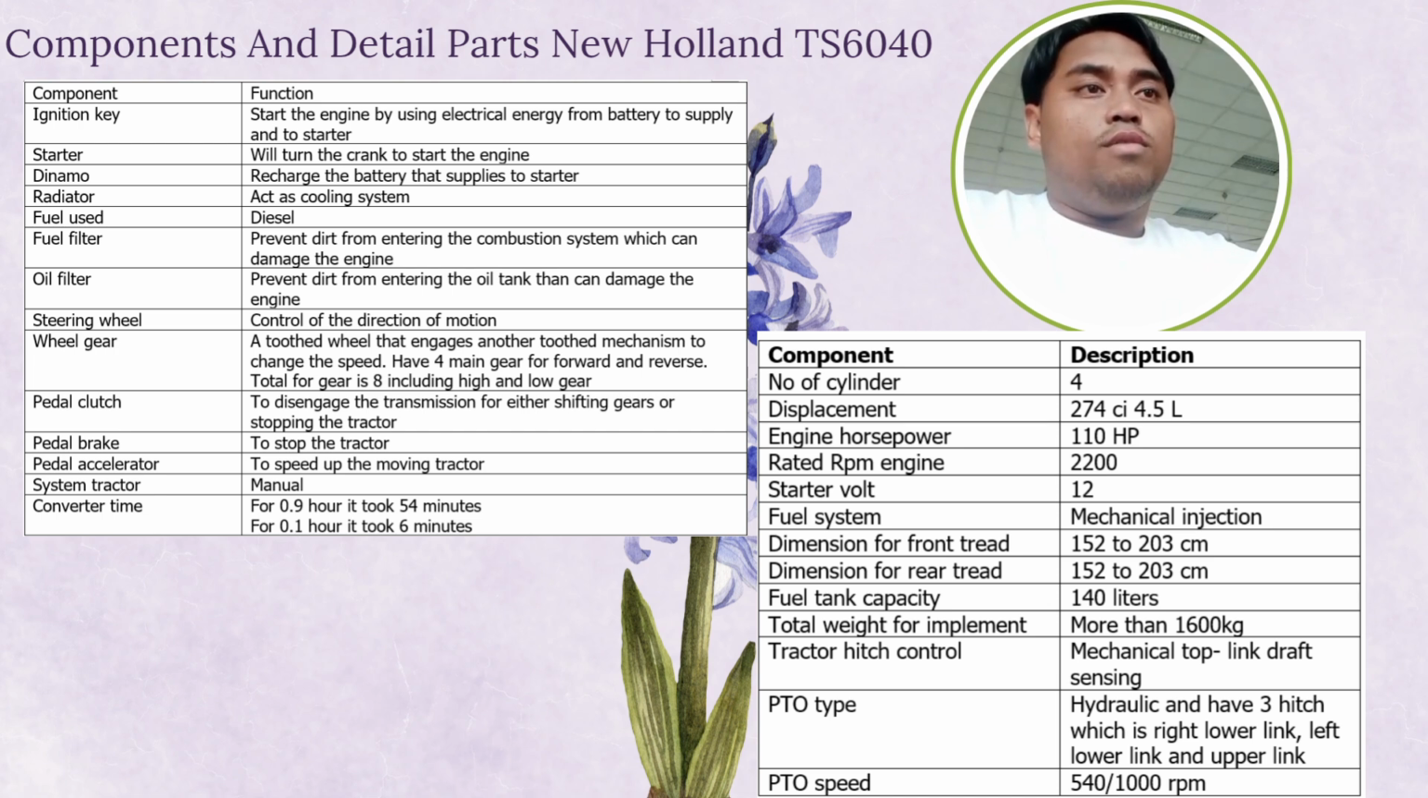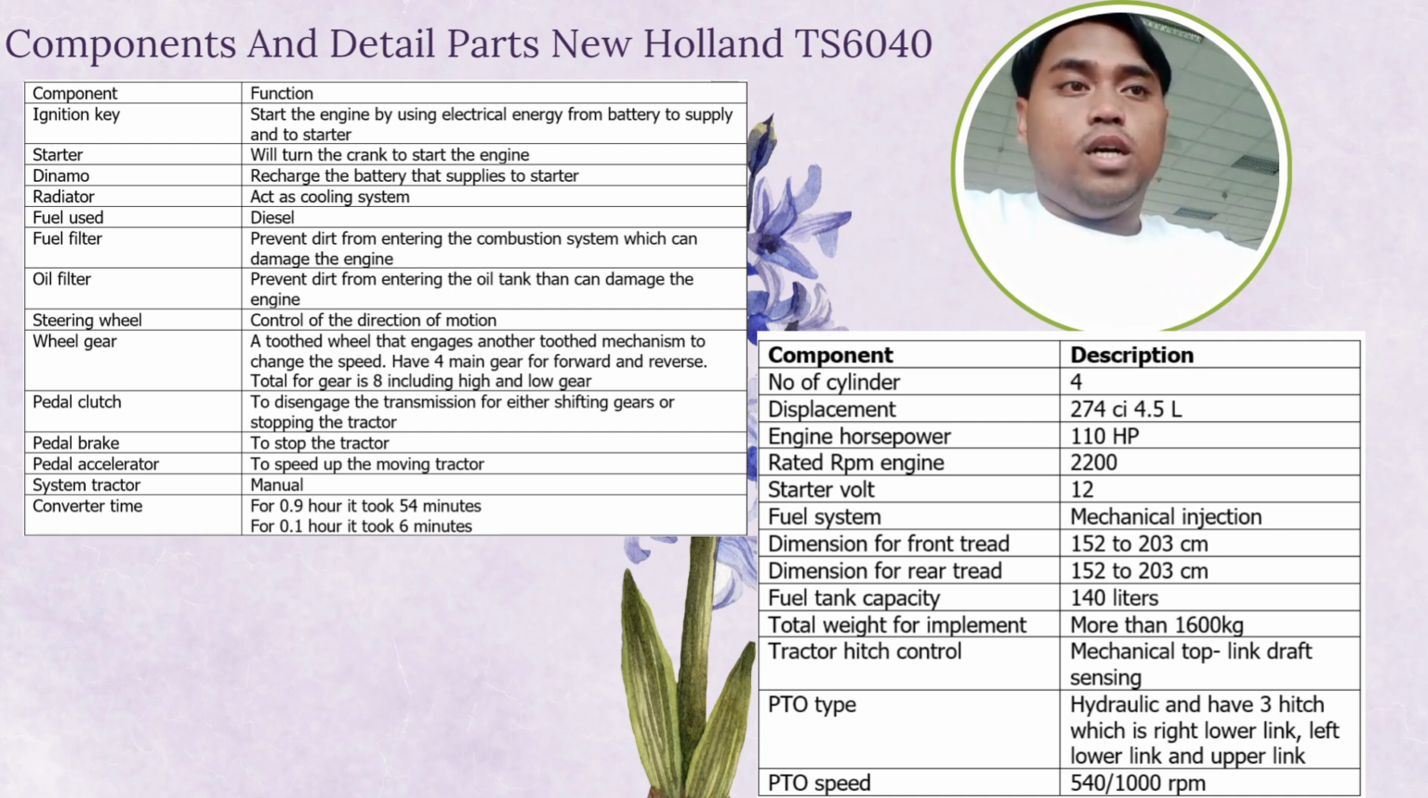For the dimensions, front tread is 152 to 203 cm. Next is the dimension for rear tread, 152 to 203 cm. The fuel tank capacity is 140 liters. The total weight implement is more than 1,600 kg. Next is the tractor hitch control, mechanical top link draft sensing. The PTO type is hydraulic, and it has 3 hitches, which are right lower link, left lower link, and upper link.